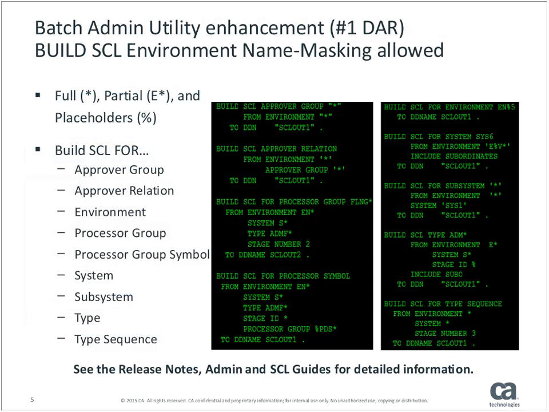Getting into the features with V17, the number one DAR for quite some time had to do with the batch admin utility BuildSEL function. The request was to allow the masking of the environment name specification so that the build action could, in one action request, write out all of the SEL for the objects mentioned on the slide: the approver group, the group relation, the environment, processor group symbols, et cetera. It will do this now for all environments that match your wildcard specification. Before this enhancement, each build request had to be explicitly done by environment. At the bottom of the slide, you'll see a comment that the release notes, the admin, and SEL guides provide more detailed information about this feature.